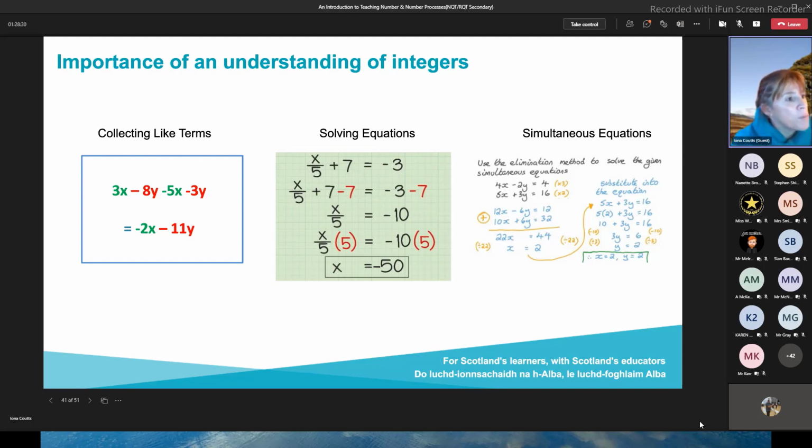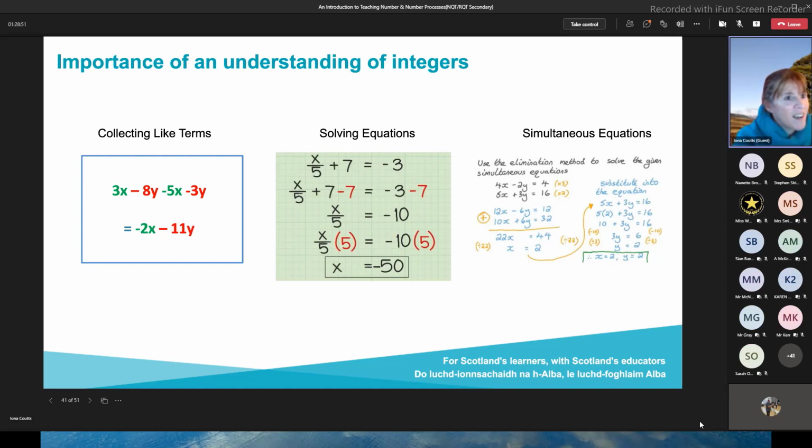A bit more on the zero pairs when we come to simultaneous equations by elimination, that third one there. You can see in the first couple of blue lines of working, got a lovely zero pair sitting there. We've got a -6y and a +6y. That's a nice big zero pair. So when we add the equations together, we get 0 for that bit.